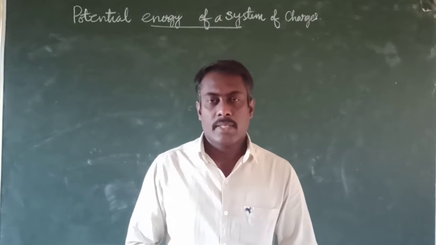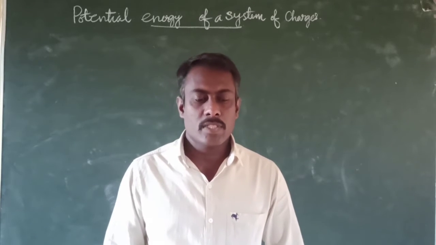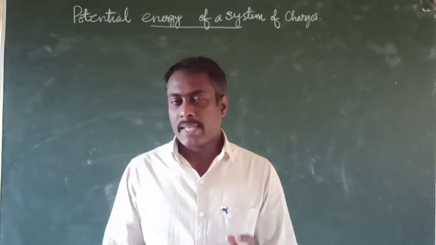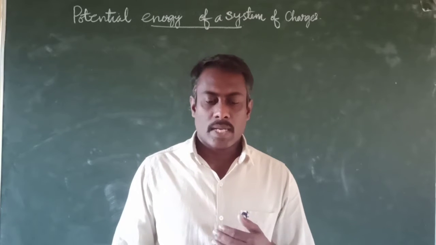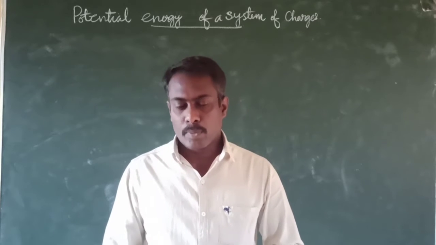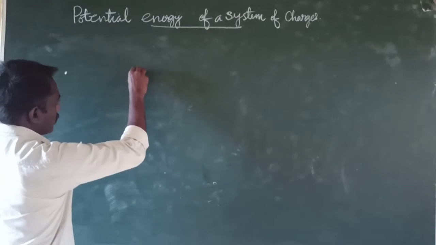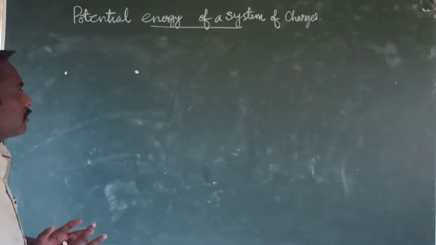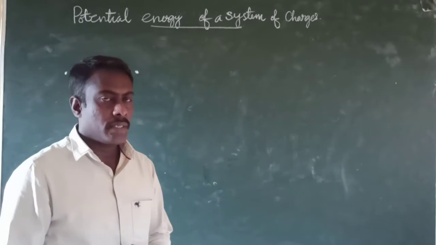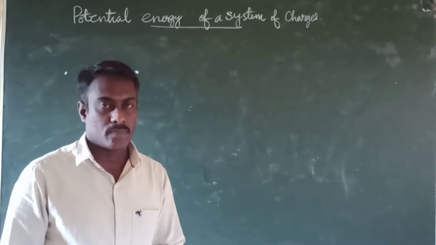As per the definition, the potential energy of a system of two or more point charges is equal to the work that must be done by an external agent to assemble the system. That means for bringing each charge to its present position from infinity. So if we have two charges at two closely spaced points, for our convenience we are going to describe only a system of two charges first.